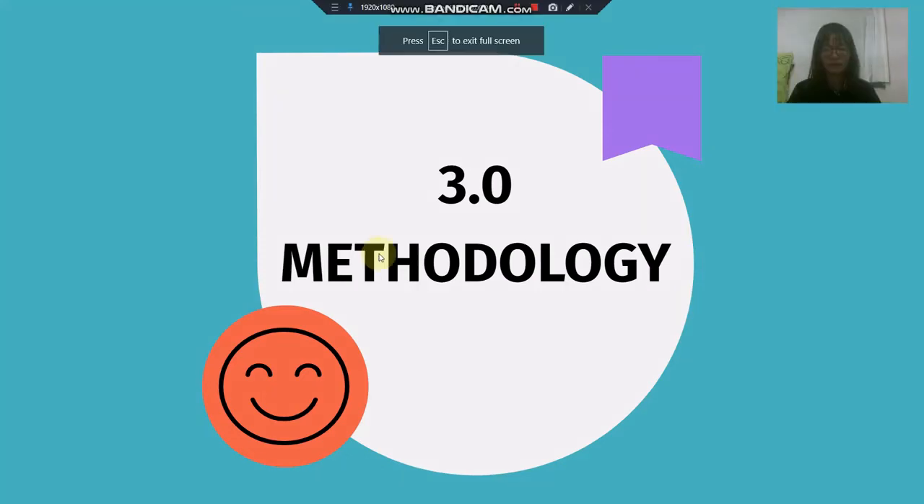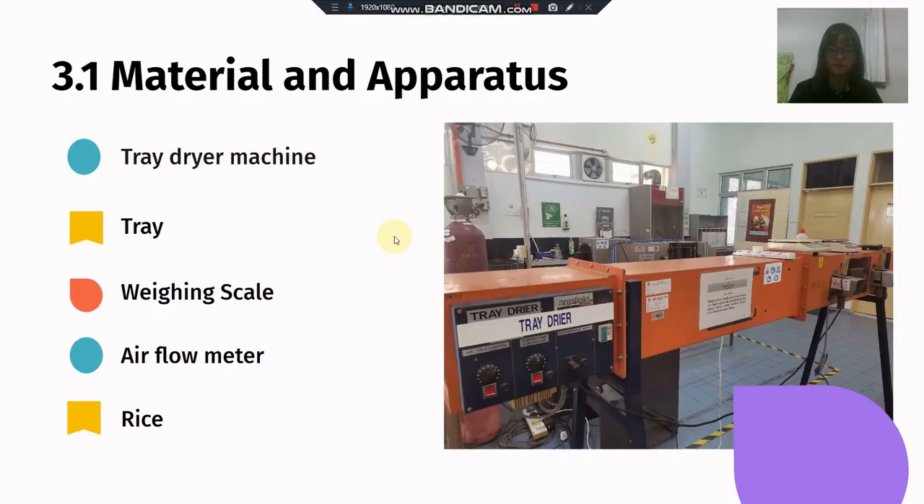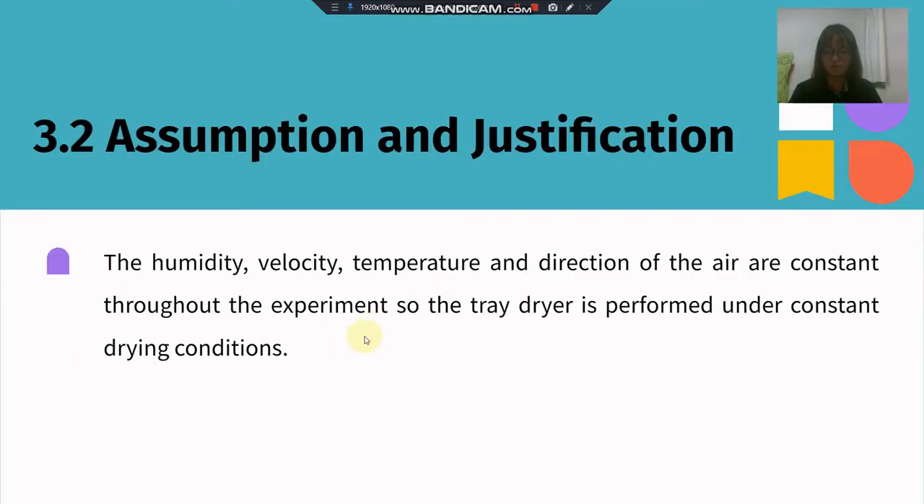Thank you very much. Hi, I'm Xian. I will present the methodology part for this experiment. The material and apparatus we used in this experiment were tray dryer machine and the tray in the tray dryer, the weighing scale in the tray dryer as well, airflow meter and rice.